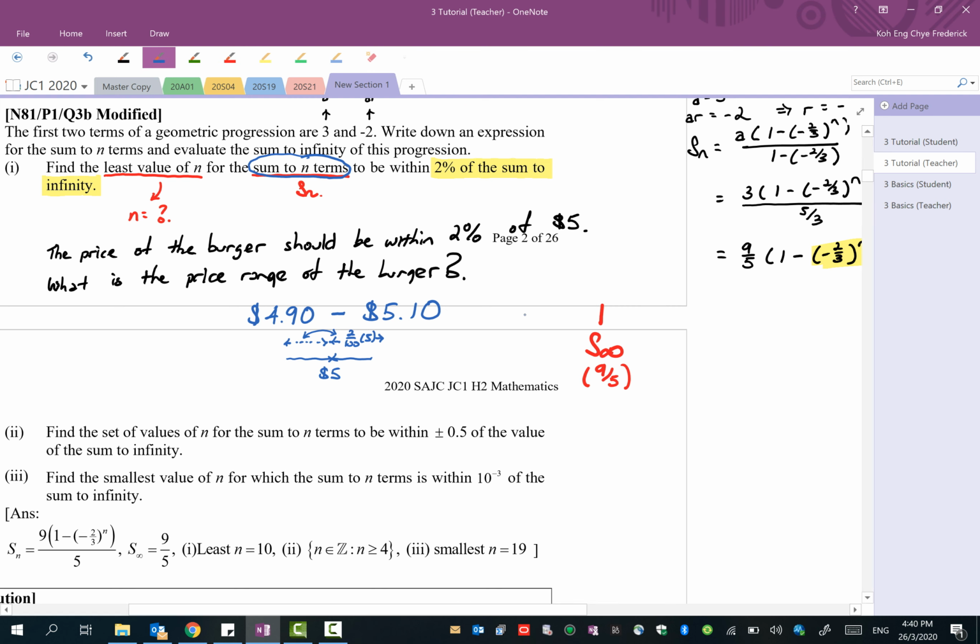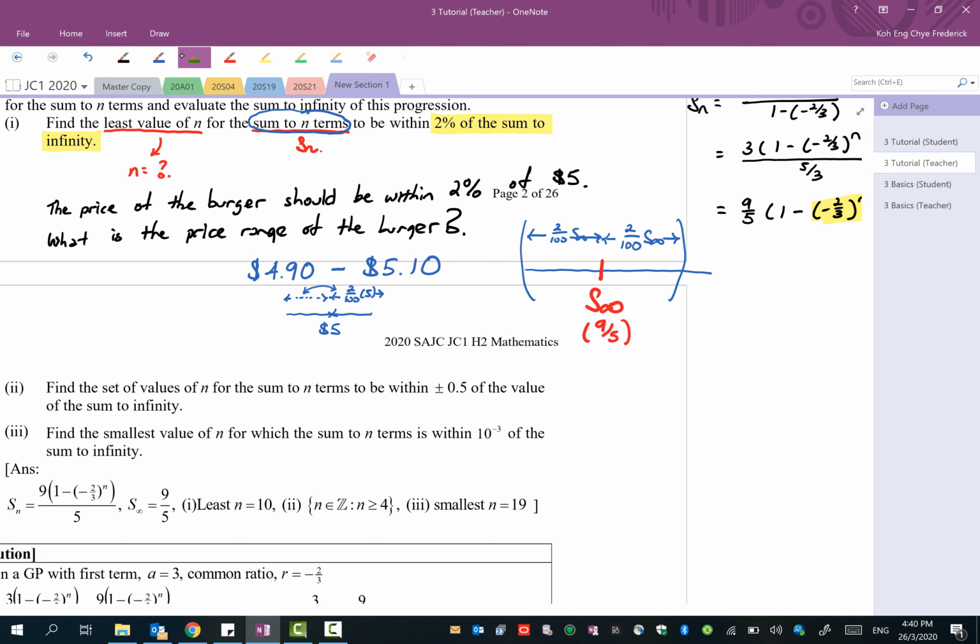Can you see where Sn must be? Sn must be within 2%. This gap over here is 2% of S infinity, and likewise this gap here is 2% of S infinity. So Sn must fall within these brackets. In other words, Sn are all like my targets. They must fall within here to fulfill the conditions. They cannot fall outside. This is not acceptable.